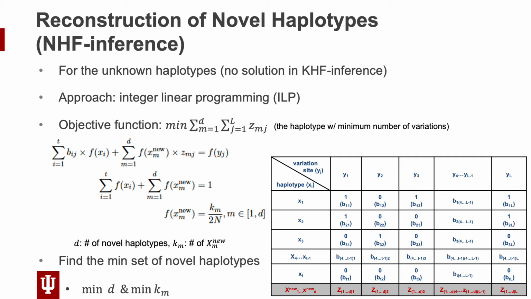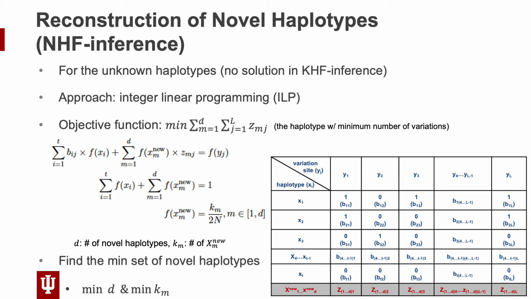Like mentioned earlier in the frequency table, when there is no solution found from the linear equations, we consider there are unknown haplotypes in this block, and we will further perform the NHF inference to reconstruct such novel haplotypes. Here we propose the integer linear programming approach to solve this problem. Like shown in this table, we add one more row to indicate there are D novel haplotypes, x1 new to xD new. CMJ indicates the allele information at each variation site yj on each novel haplotype xm new. When CMJ equals 1, it means it is a minor allele, otherwise it is a major allele.